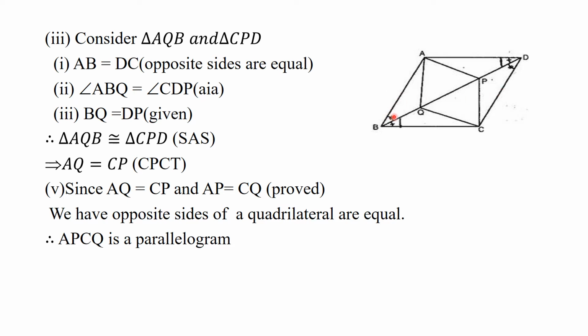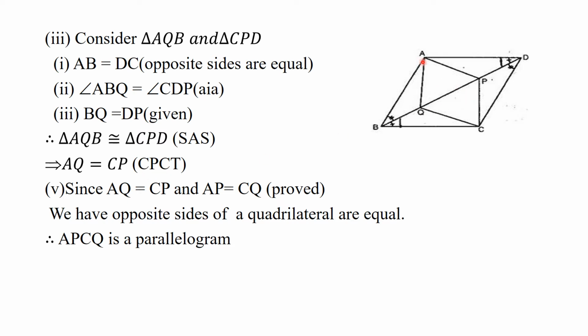Angle ABQ is equal to angle CDP. Alternate interior angles are equal, and BQ is equal to DP given. Therefore, triangle AQB is congruent to triangle CPD using SAS congruency. Again, we can say AQ is equal to CP using CPCT.